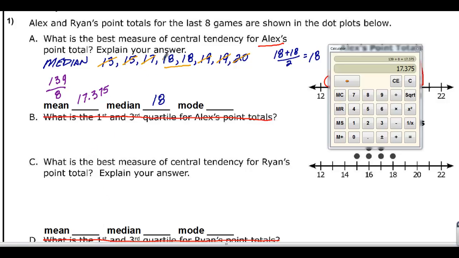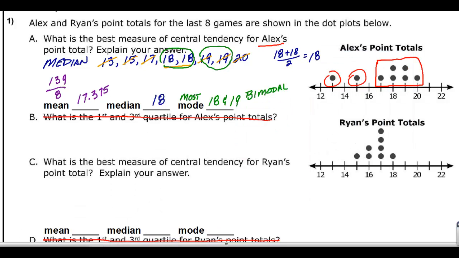As far as the mode goes, we look for what occurs the most. Remember, we said mode, the idea of what happens the most. Well, in this case, both 18 and 19 happen twice. So our mode would be 18 and 19, and we would say that this group of data is bimodal. So bimodal data set. Doesn't that sound fancy? All right, we skipped B. Let's go to C.